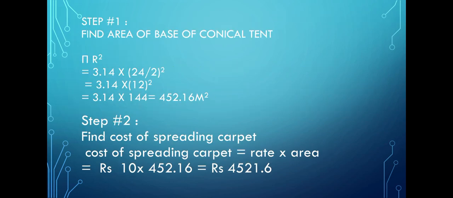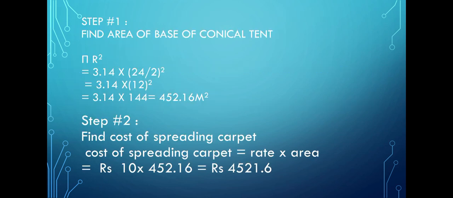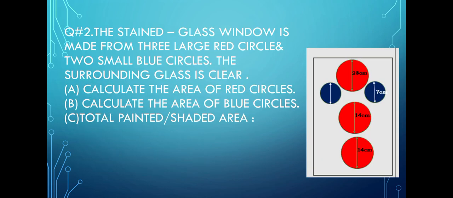Okay, so the diameter of the base of a right conical tent is 24 meter. Calculate the area of the base. Find the cost of spreading carpet at rupees 10 per meter square around it. Area of base of the conical tent is pi r squared, 3.14 multiplied by 12 squared, and 3.14 multiplied by 144 equals 452.16 meter squared. To find the cost of spreading carpet, that's rate multiplied by area, so rupees 10 multiplied by 452.16. You're going to get rupees 4521.6.